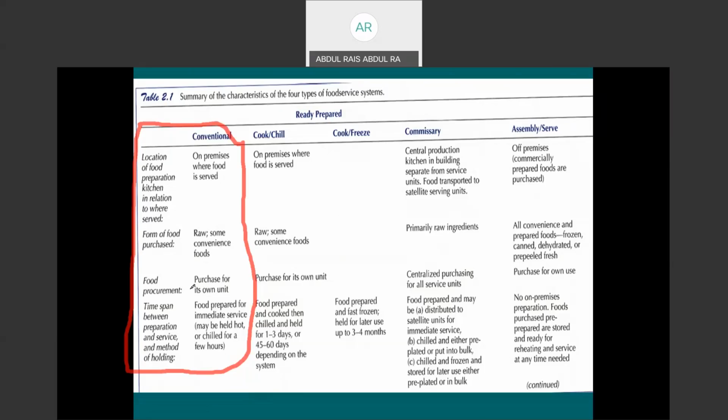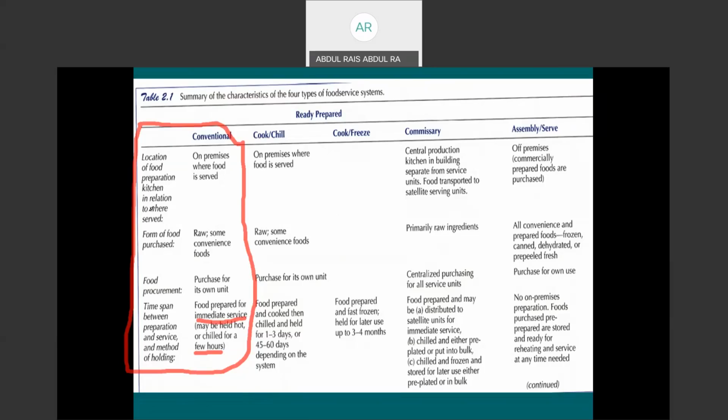As mentioned earlier, food is purchased across all ends of the spectrum of the food continuum. Food procurement is purchased for its own unit, with time spent between preparation, service, and a method of holding. Okay, food is prepared for, see the magic keyword here, immediate service. It may be held whole, chilled, only for a few hours.